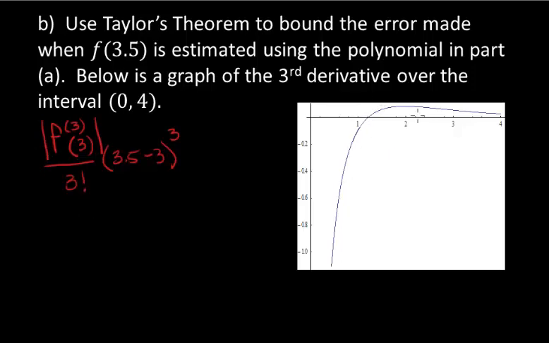So I gave you a graph of the third derivative. Now it has to be an upper bound on an interval containing 3 and 3.5. So look, from x equals 2 on, you can see that the third derivative is decreasing. So let's get really close to 3. I think I'll just pick 2.9. Now if you pick 2, that's okay. But I know that the third derivative evaluated at 2.9 will be an upper bound.